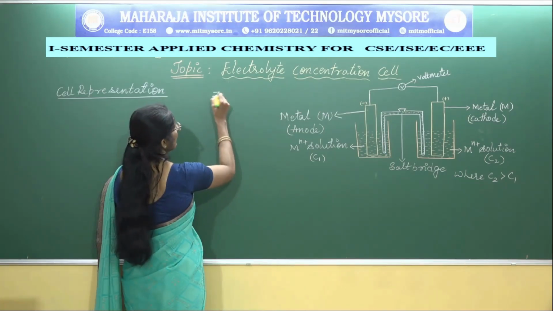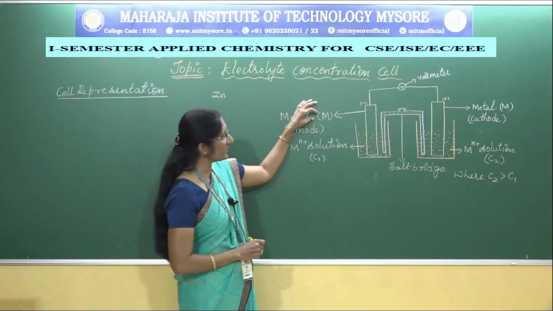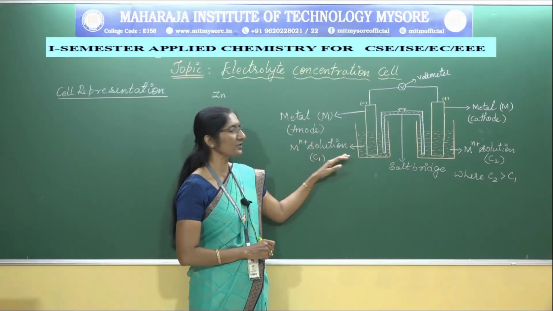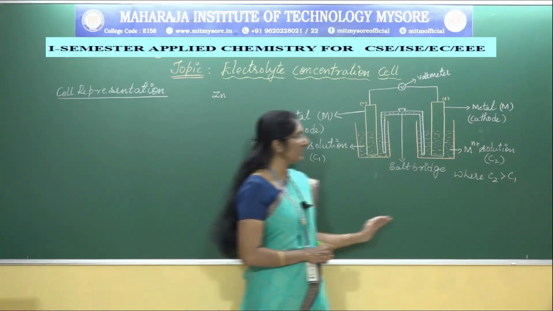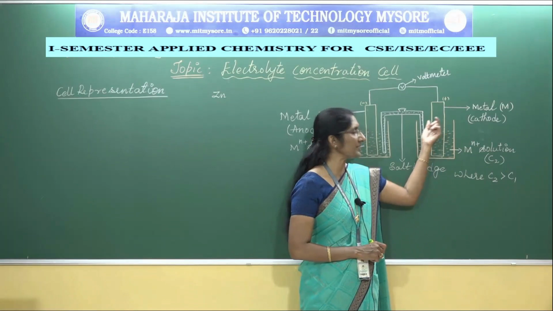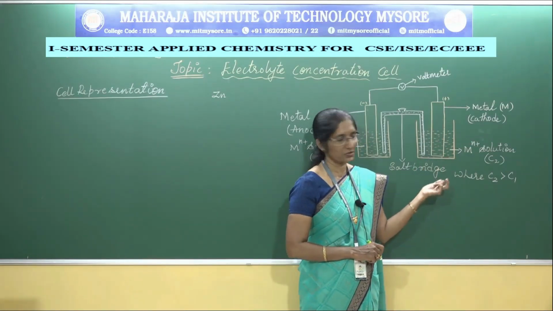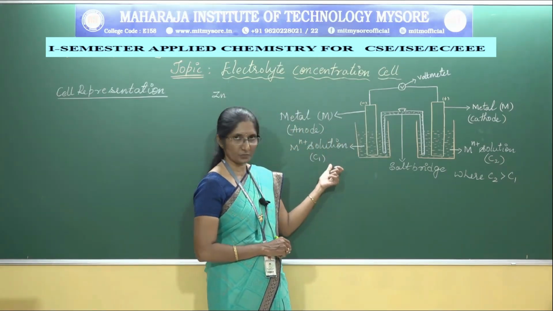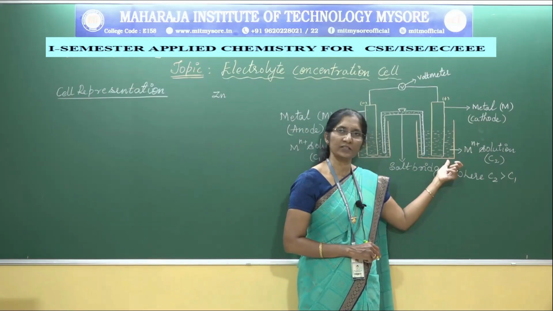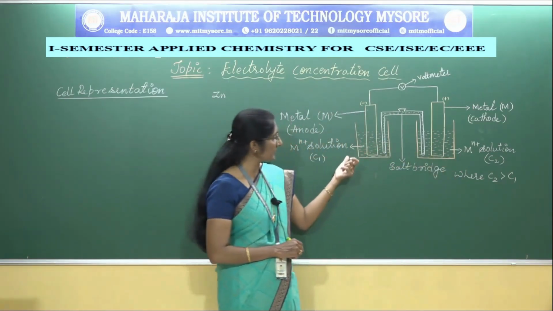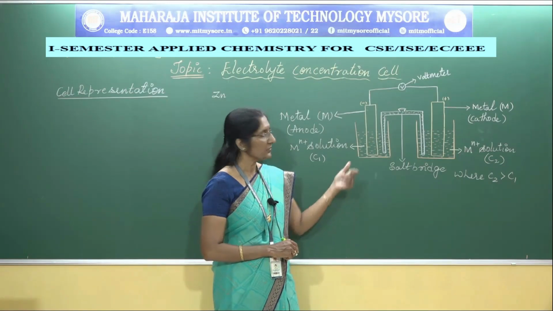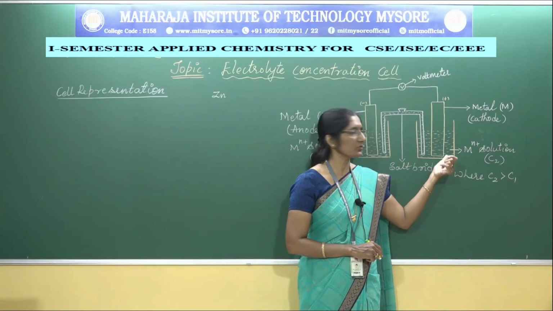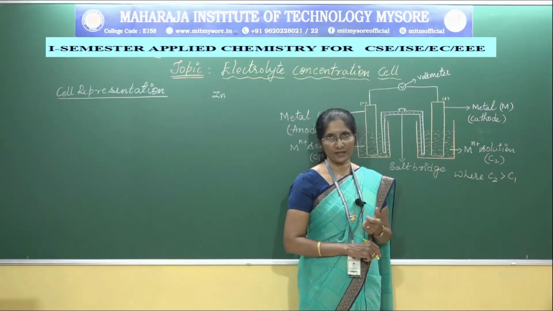What is the symbol for zinc? It is Zn. That means zinc is in contact with zinc ions. Let us assume that the concentration is 0.1 molar. Similarly, in another half cell, zinc metal is in contact with the zinc sulfate solution. Its concentration is 0.5 molar. Observe that here the concentration of zinc ion is 0.1 molar, and here the concentration of zinc ion is 0.5 molar. The concentration at this half cell is lower, so this half cell acts as an anode. Here the concentration of zinc ion is more, so this half cell acts as a cathode.